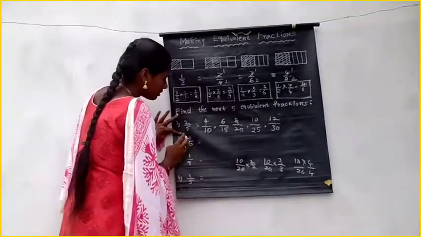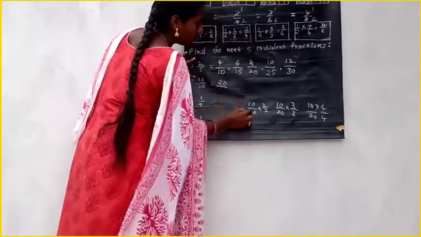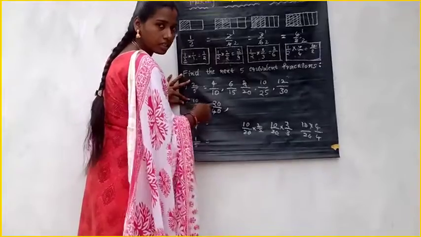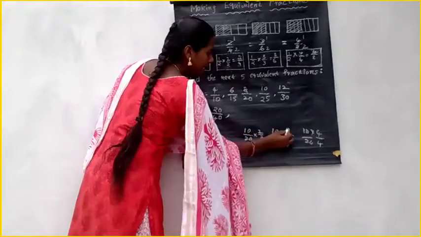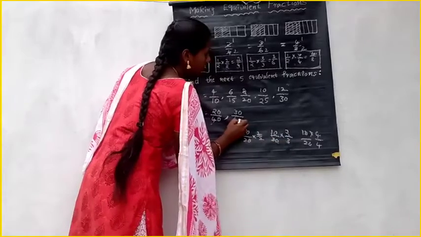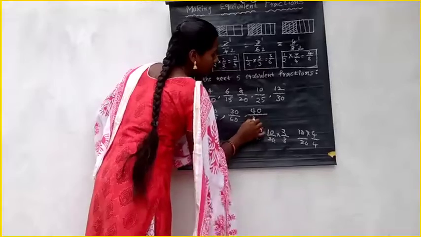And coming to the 10 by 20. So 10 2s are 20, 20 2s are 40. First equivalent fraction of 10 by 20 is 20 by 40. Next, 10 3s are 30, 20 3s are 60, 10 4s are 40, 20 4s are 80.